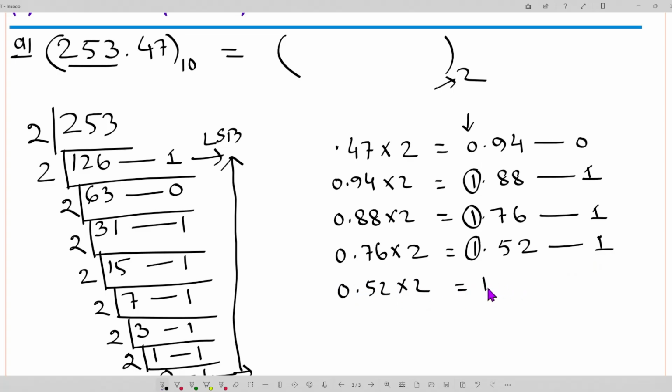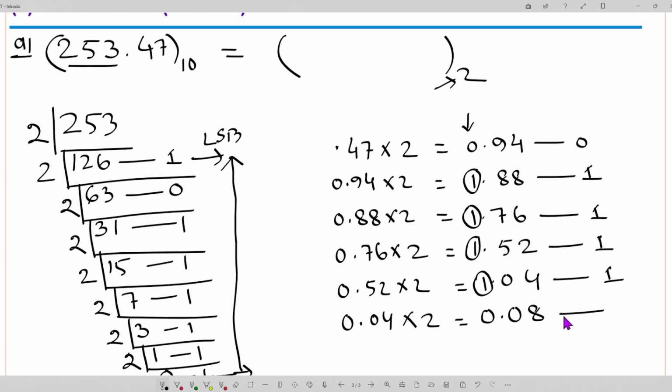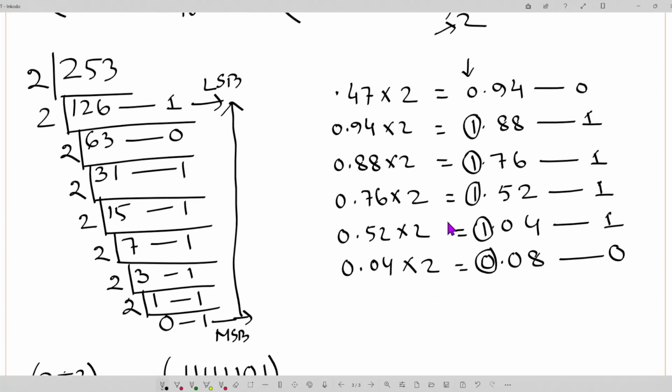So, here is 1.04. So, again here is 1, right. So, again 0.04 times 2, what will happen? 0.08. So, here the integer is nothing, so 0. So, it will continue. So, we will not get an exact result. So, we can stop here, right. So, in this scenario, the MSB is the upper one and this is the LSB. So, we will start from upper to bottom.